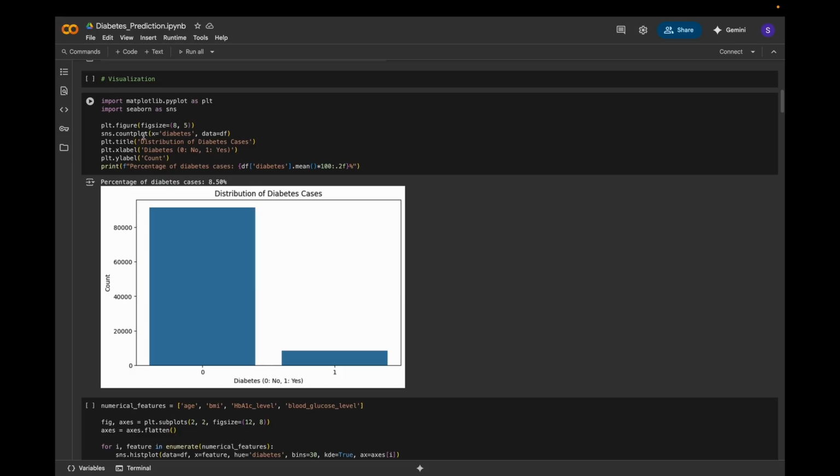sns.countplot(x='diabetes', data=df). Basically, this creates a bar plot using Seaborn that shows the count of observations for each category in the diabetes column of the data frame. Then I titled this, then I labeled the x-axis and the y-axis. Then I found the percentage of diabetes cases by using df['diabetes'].mean() times 100 and rounding it to the second decimal place.